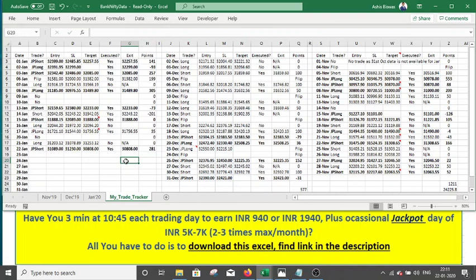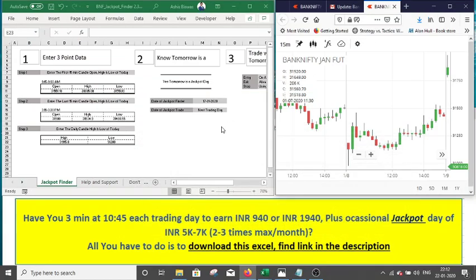Based on this Excel system, you do not need to analyze anything, and every analysis is done automatically in the background with an if-then loop using VBA coding. So you need not worry about what to trade today, what to enter, what to exit. See, try to understand, everything should be so simple and so automated in nature that your focus should be on executing the trade, not on finding the trade.